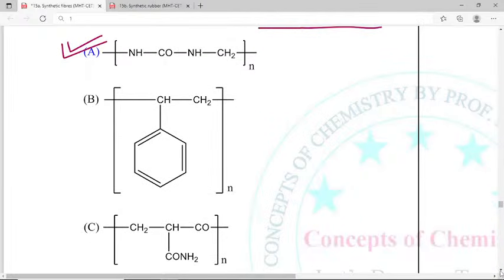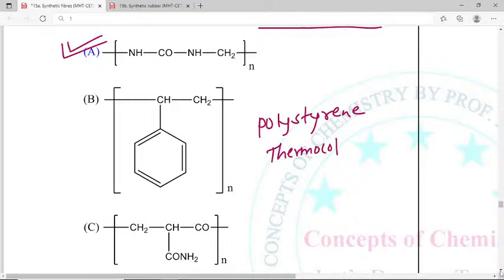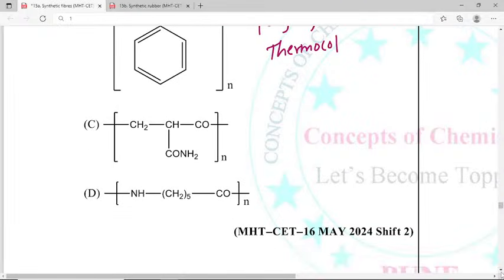This is styrene, polystyrene. It is also called thermocol. Thermocol, this is called polystyrene. Next is called polyacrylamide. Next, this is very important. 5 and this is 6, right? So it is called nylon 6. And this is called acrylamide, used for gel electrophoresis. This is also called gel electrophoresis.